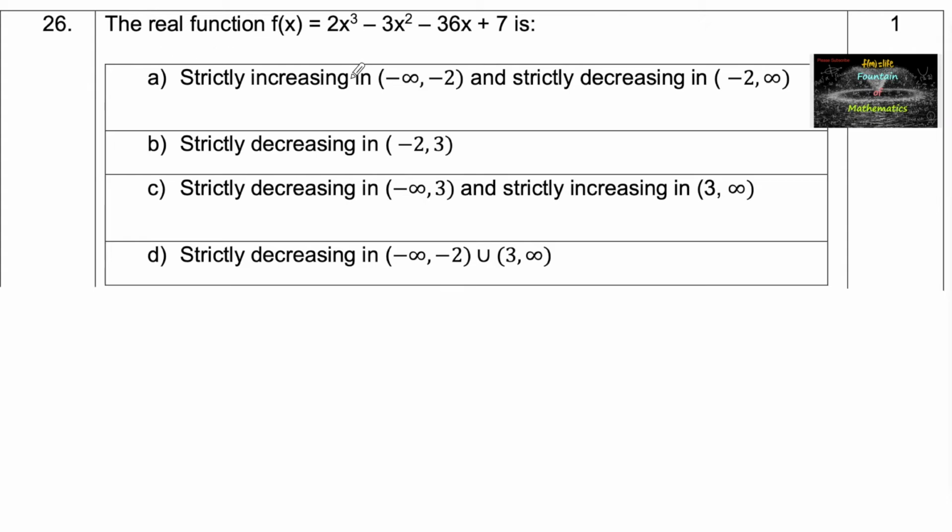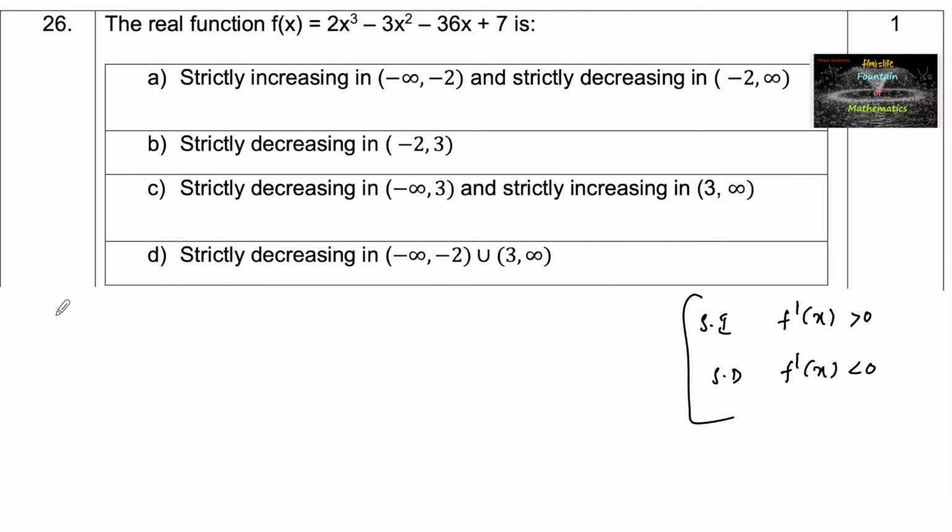The real function f of x is equal to 2x power 3 minus 3x square minus 36x plus 7 is. This problem is related to strictly increasing or decreasing, and we know that the function will be strictly increasing when f dash of x is greater than 0, and strictly decreasing when f dash of x is less than 0.